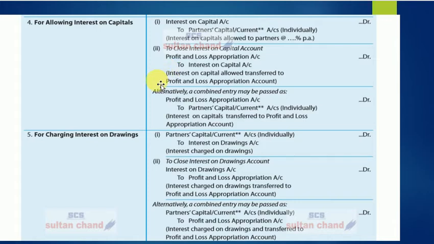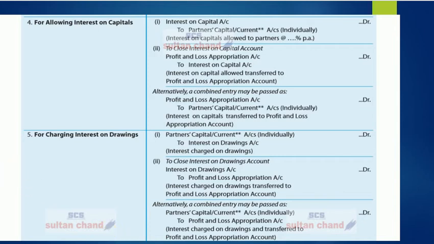Now we go with point number 5, for charging interest on drawings. The entry goes: Partners capital account debit to interest on drawings account, being interest charged on the drawings made by the partners. Then we will transfer this interest on drawings to the profit and loss appropriation account, for which the entry goes: Interest on drawings account debit to profit and loss appropriation account, being interest on drawings transferred to profit and loss appropriation account. So we're done with interest on drawings.